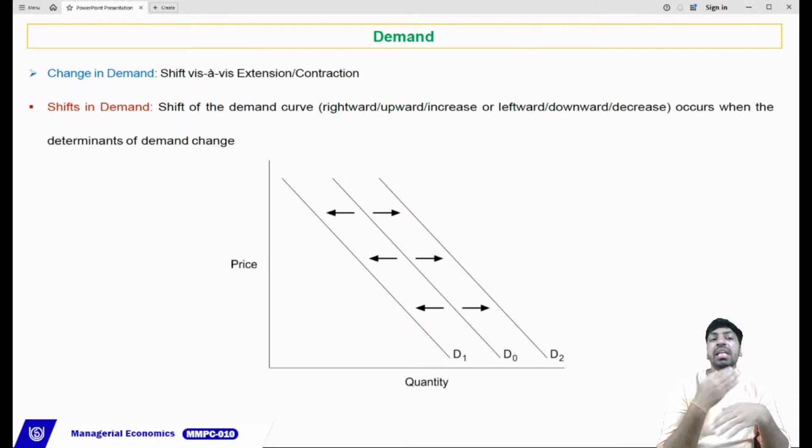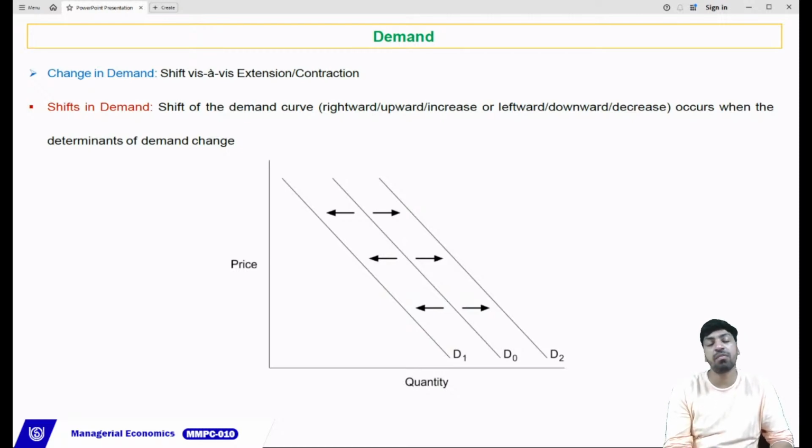Here we'll understand the concepts of changes in demand, whether shifts of demand or extension or contraction of demand. Before I come to extension and contraction of demand, it is necessary to understand shifts in demand. A shift of the demand curve would be rightward, upward, an increase.